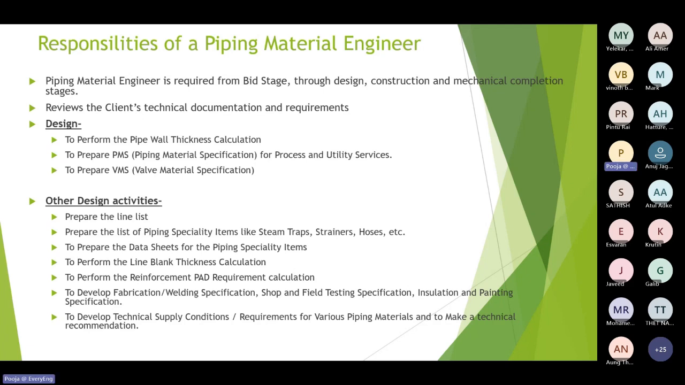Against each line number, we have different parameters to be specified, like how I should test the pipe, whether it should be hydro tested or pneumatically tested, what the test pressure of that line should be, how that pipe should be painted, and what the paint code for that pipe should be. All these parameters are given in a document called the line list.